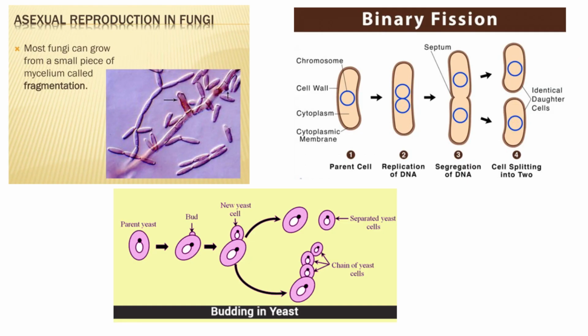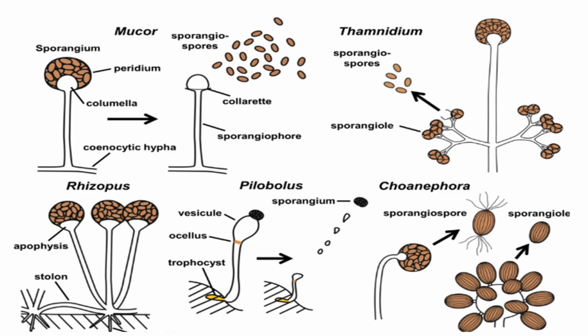Reproduction in fungi can take place by vegetative means: fragmentation, fission, and budding. Asexual reproduction is by spores called conidia, sporangiospores, or zoospores, and sexual reproduction is by oospores, ascospores, and basidiospores.